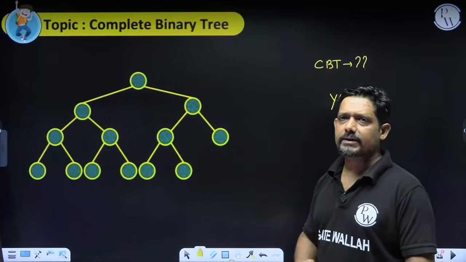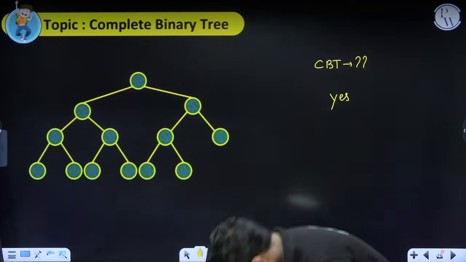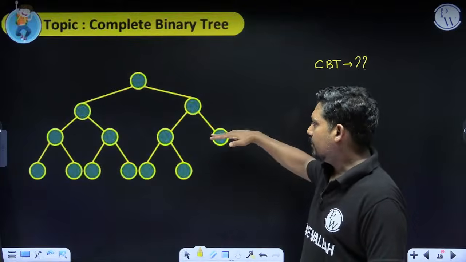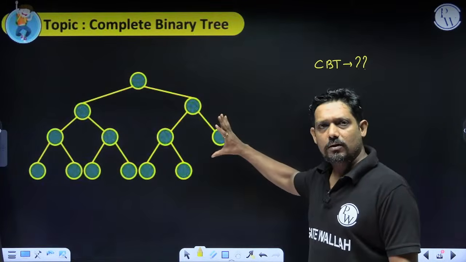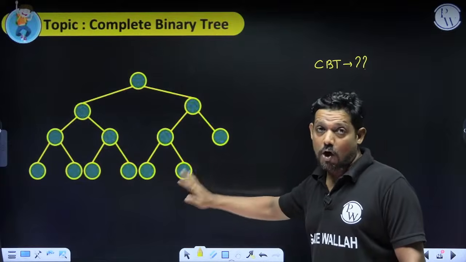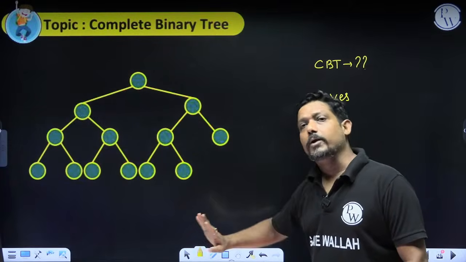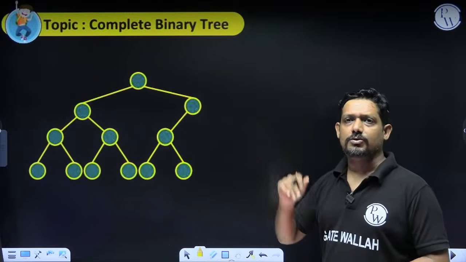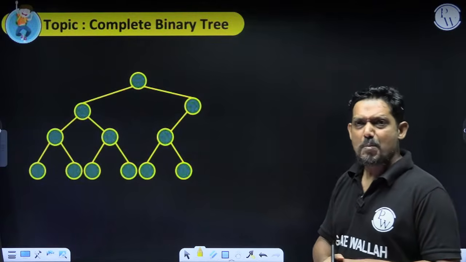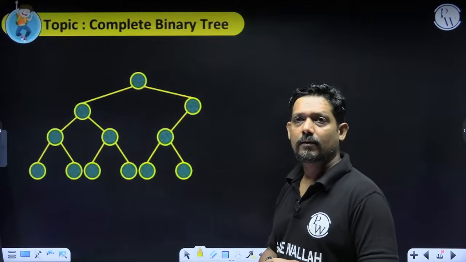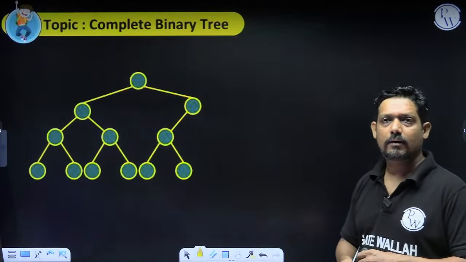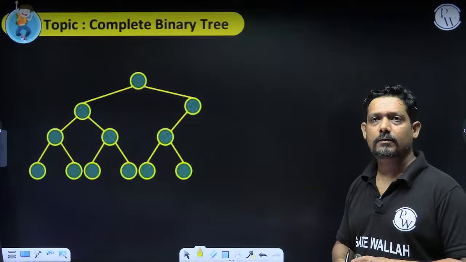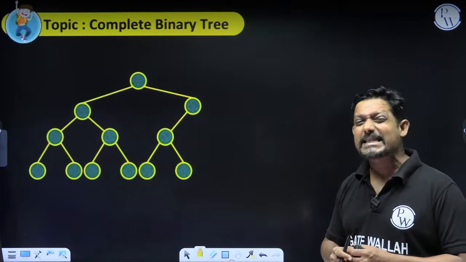Why is it a CBT? Because all levels before the last are full, and the last level is not full, that is okay. Now what about this structure? Is it a CBT structure?